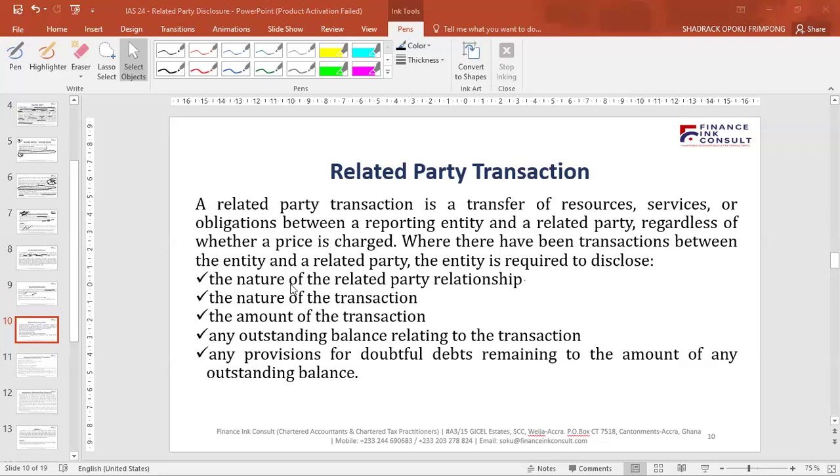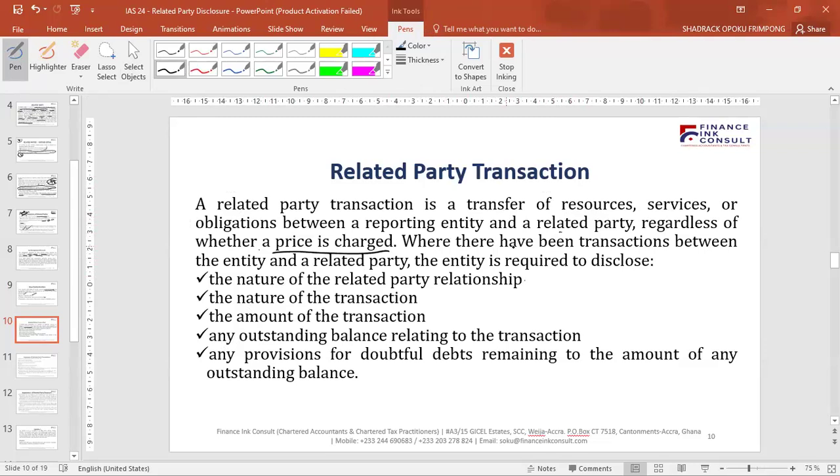So, a related party transaction is a transfer of what, resources, services, or obligations between a reporting entity and a related party, regardless of whether a price is charged. So it is just like any normal transaction. What makes this one special is that it transpired between a related party and our entity.